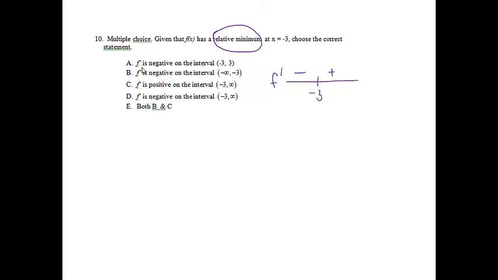So part A says f prime is negative on the interval negative 3 to 3. Well, 3 is not even on my chart, and definitely from negative 3 onward it's going to be positive, so nope. B: f prime is negative on the interval negative infinity to negative 3, so that is true. C: f prime is positive on the interval negative 3 to infinity. Definitely, according to my chart, that is also true. D: f prime is negative on the interval negative 3 to infinity. Nope, because it's positive. And so I got B and C as my answer, which would be choice E.